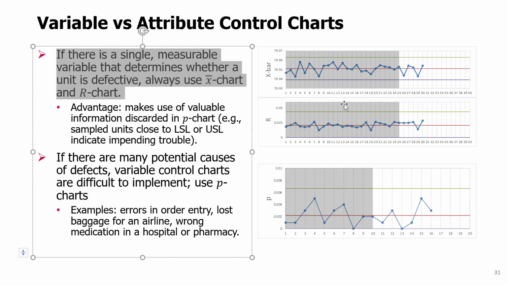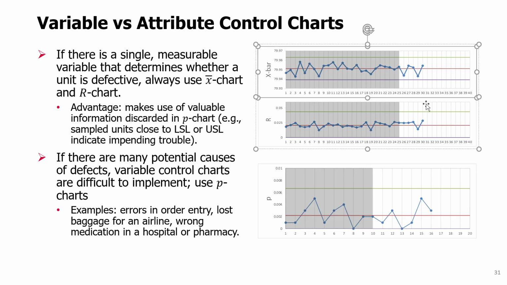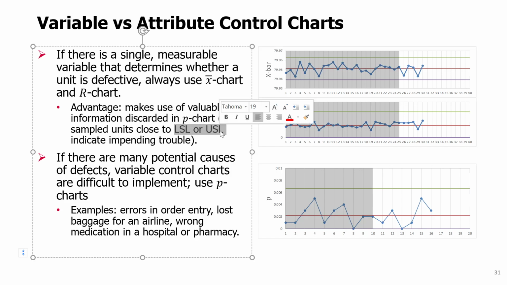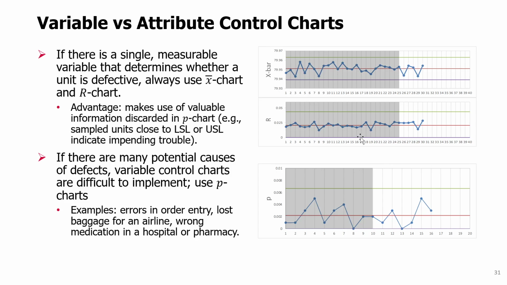Remember, they always come together to control quality because they carry additional information that is discarded when you use the P chart, right? Here we see, for example, the average measurement, and we can see how it compares to specification limits, which are not shown on this chart. Remember, it only shows control limits, right? So there is an advantage of using variable control charts when there is only one variable or maybe very few variables that determine the quality, whether the service or product was of sufficiently good quality or not.